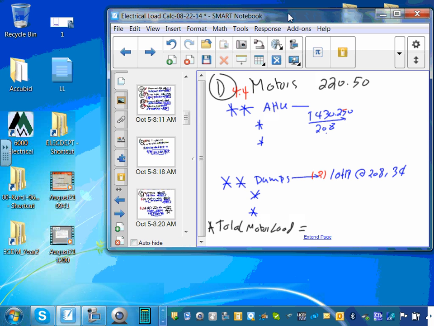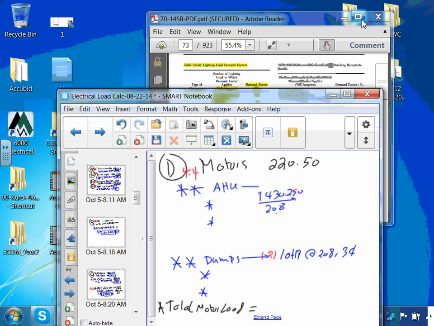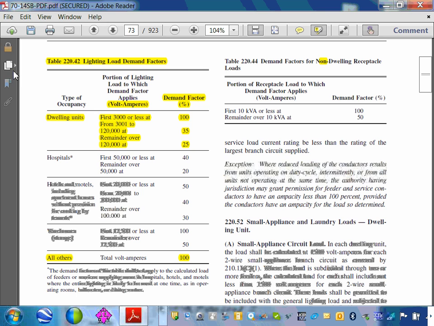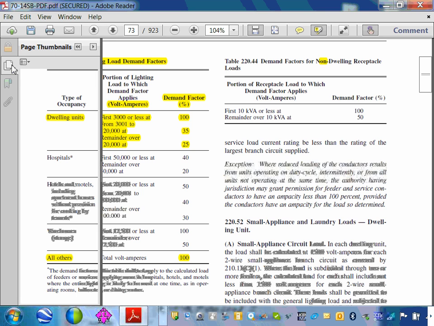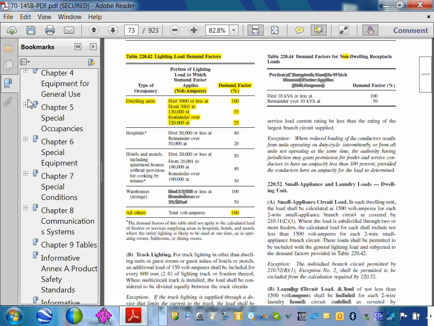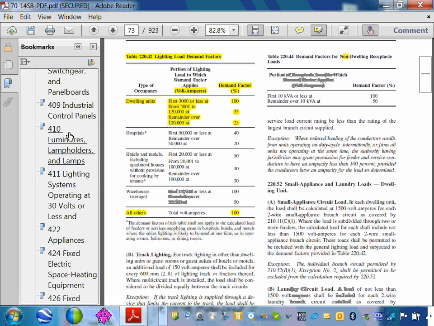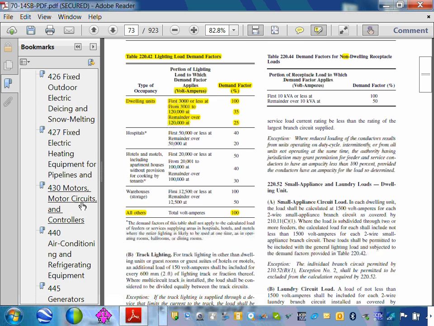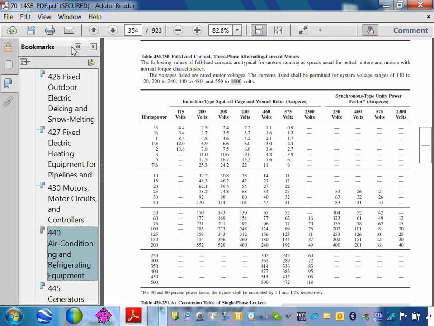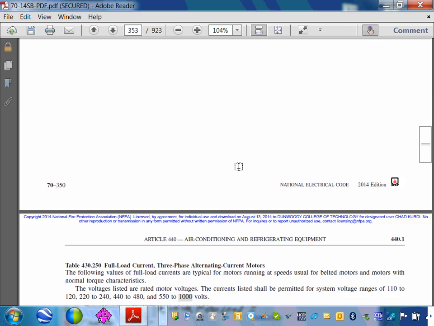Where did my code go? Did you guys steal my code book? Okay, where am I here? Go to 430, please. Come on, Chad. I typically go from the back, it's easier here. All right, here you go.